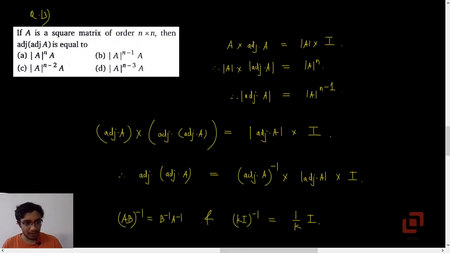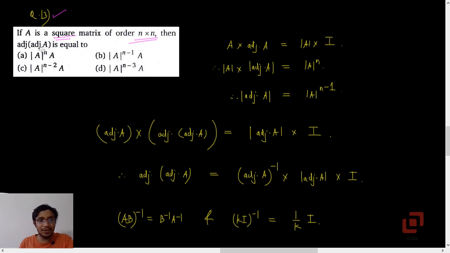Question 13 is, according to me, at a slightly higher level than the intended level of CET, but anyway, good question. If A is a square matrix of order n cross n, then adjoint of adjoint A is equal to what? Now this is quite unusual, right? All of us know how to find the adjoint of a matrix, but not all of us give this a thought. What could adjoint of adjoint A be?